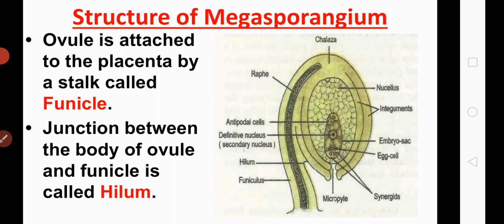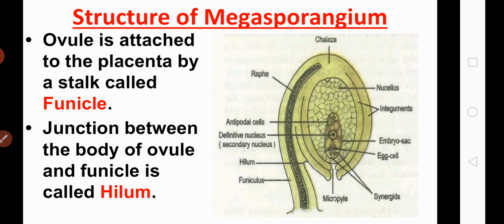Now coming to the structure of megasporangium. What do you mean by megasporangium? Megasporangium is nothing but ovule. So ovule which is present within the ovary is also called as megasporangium, right? Now coming to the structure, ovule is attached to the placenta by a stalk called funicle. So here funicle is the stalk of the ovule, and the junction between the body of the ovule and the funicle is called as hilum.